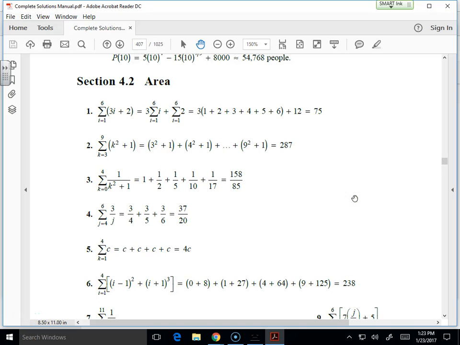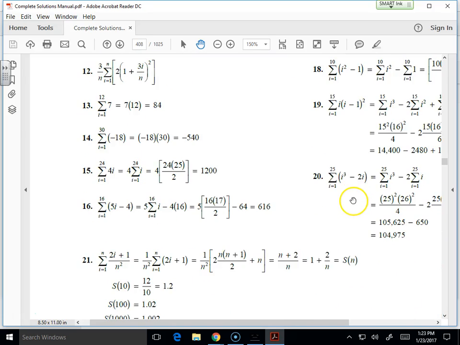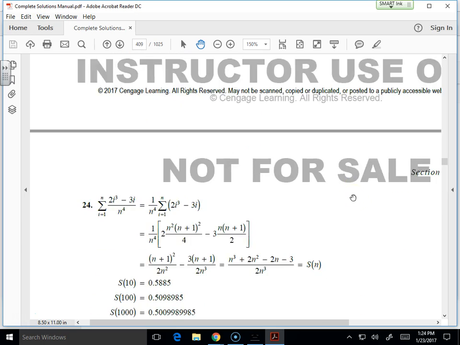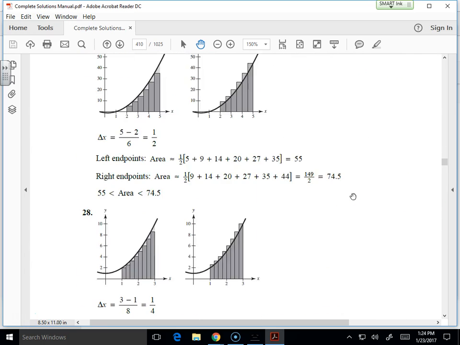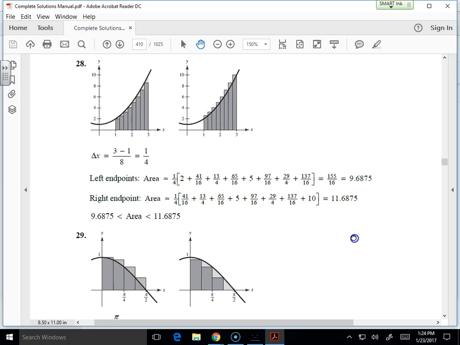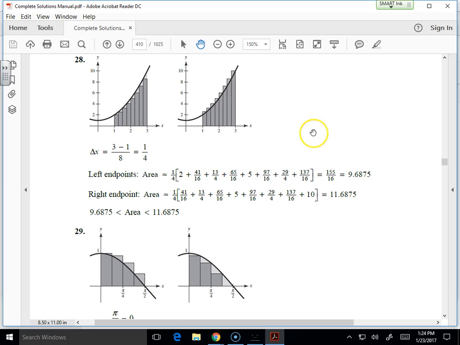What's our first answer, guys? 28. 28. Okay. 28. Final answer for the left Riemann sum. 9.67. Nope. 11.688, technically, for the right endpoint. 11.688.